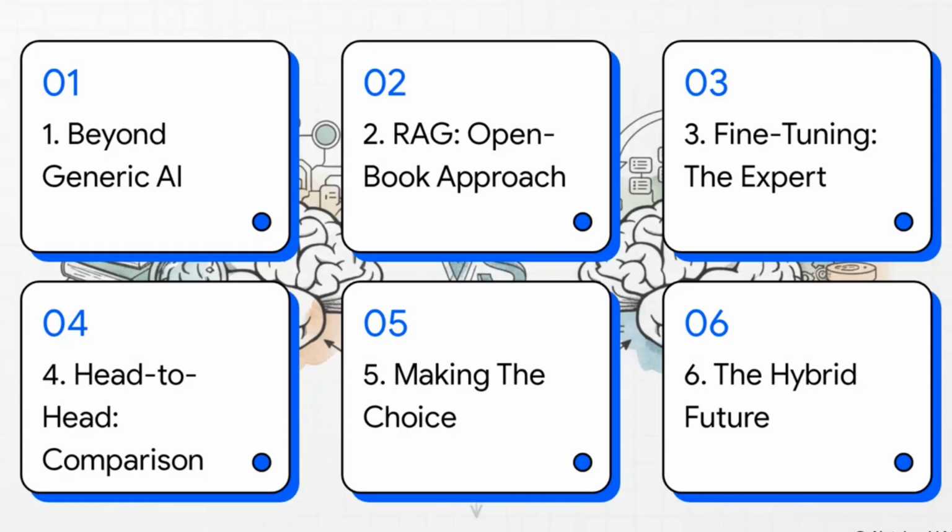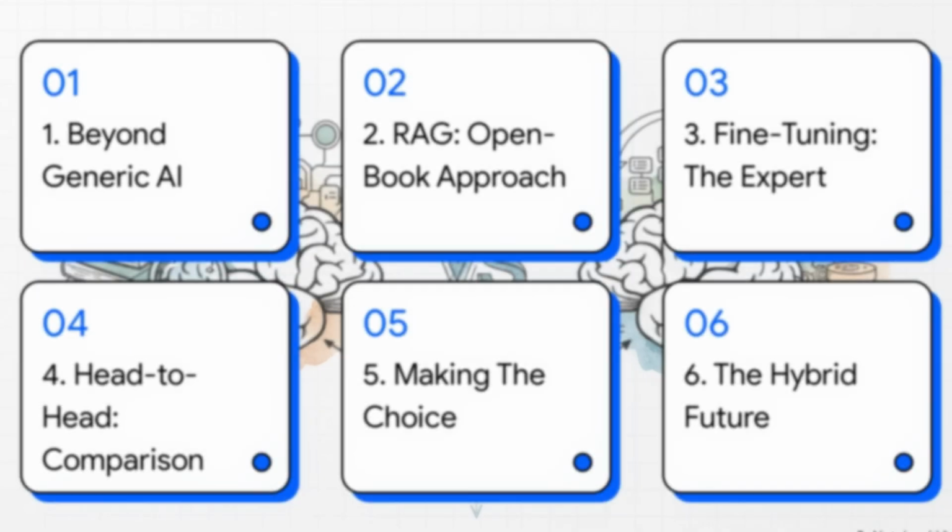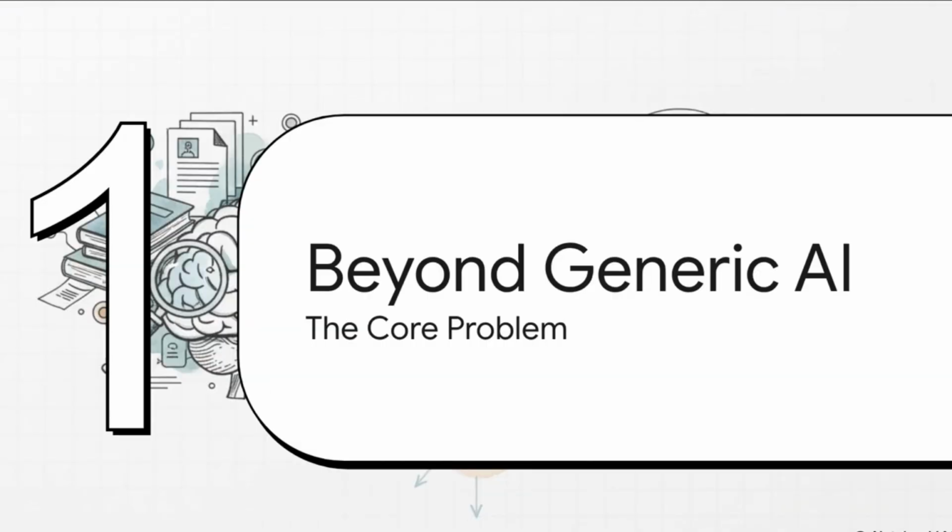So here's our game plan. We're going to start with the core problem itself. Then we'll explore two totally different solutions: RAG, which I like to call the open book approach, and fine-tuning, the domain expert. After we put them head-to-head, we'll give you a solid framework for making a choice. And stick around, because at the end, we'll look at a future where you might not have to choose at all.